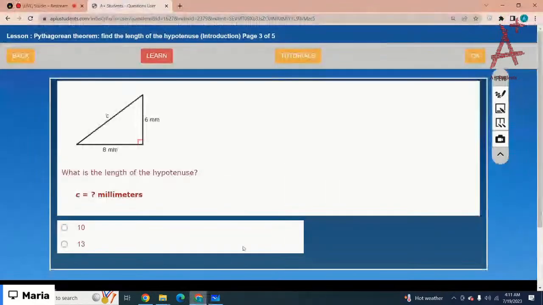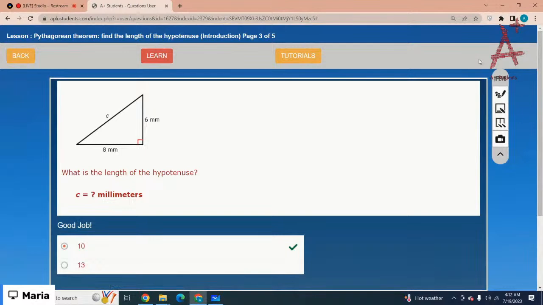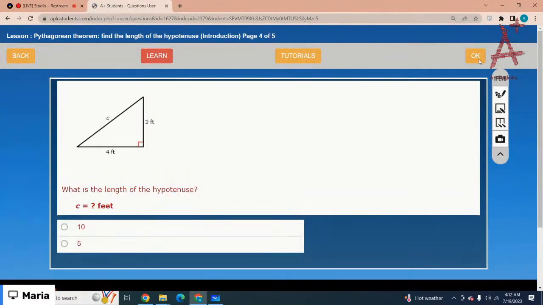Okay, the correct option is 10. Okay, the next one is you have to calculate the C. You are given the length of the legs. They are 3 feet and 4 feet. So that's the one we already did. 3 square is 9, 4 square is 16, 16 plus 9 is 25, and 25 is the square of 5. So the correct option is 5.